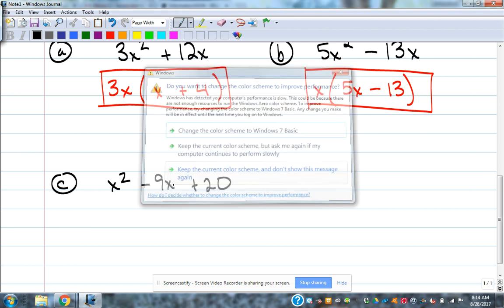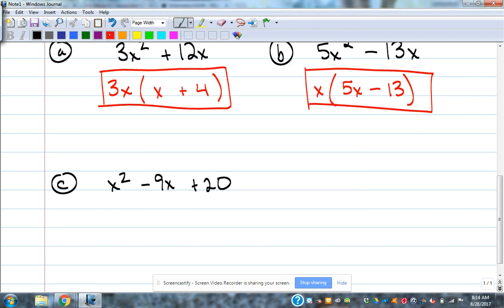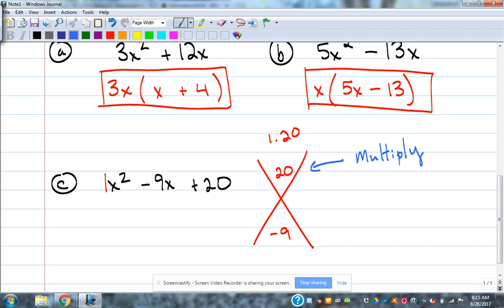X method. All right. So X method, what goes in the top of the X? Anybody remember? Here's how you get it. What's in front of x squared? Technically a 1. 1 times 20 goes up in the top. B, or the middle term, always goes in the bottom. And what we're looking for is we need two numbers that multiply to be 20, but add to be negative 9.